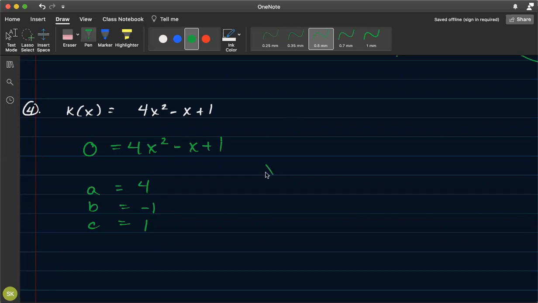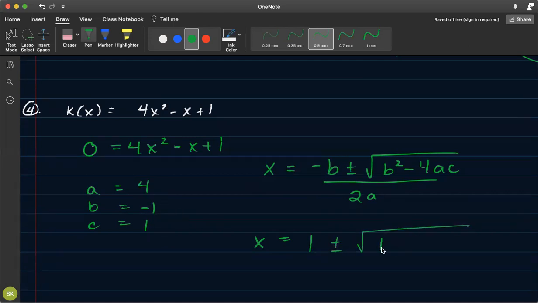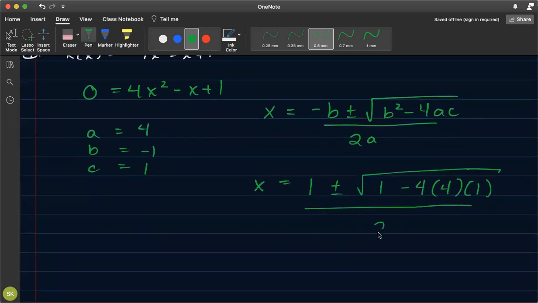Okay. So x is going to be the opposite of b, plus minus square root b squared minus 4ac, all divided by 2a. I keep saying opposite of b because this is a -1. So you want to take the negative of that, which is going to be 1. So we're not going to put -1, we're taking the opposite. Plus minus square root, well, -1 squared is 1, minus 4 times 1, all over 2 times 4.